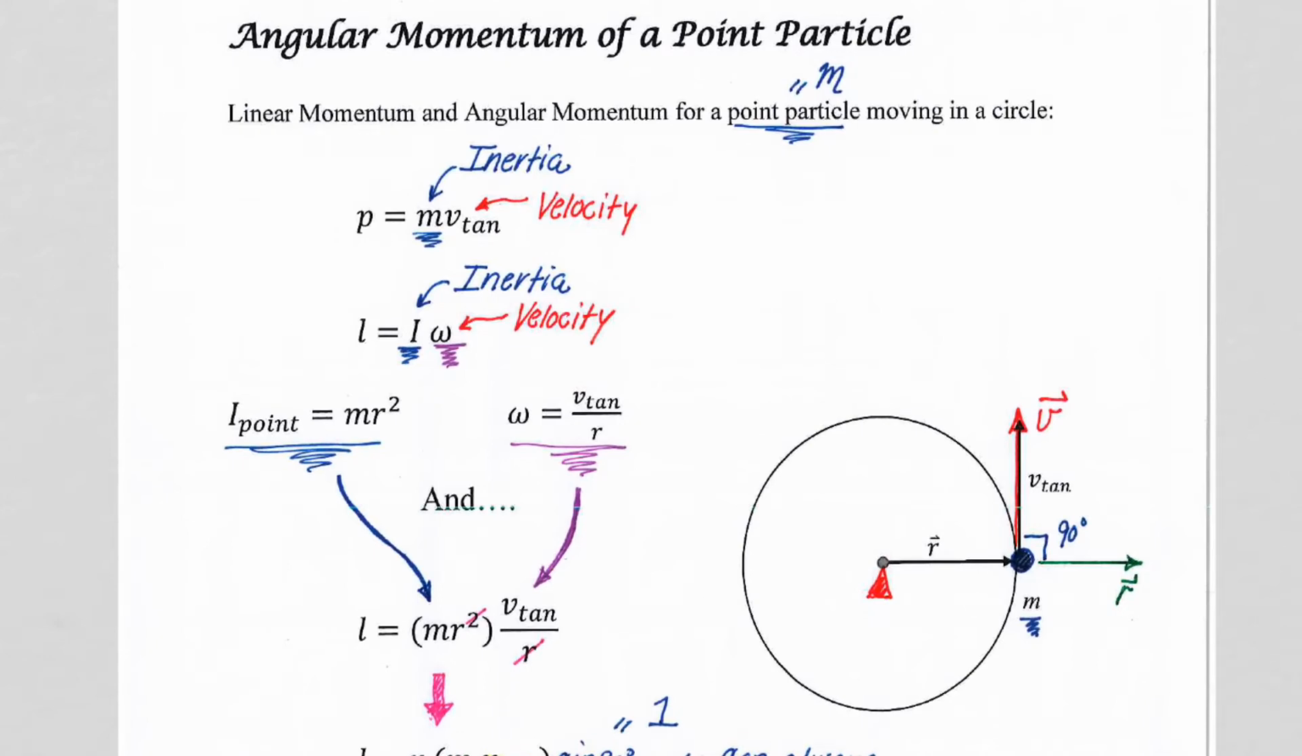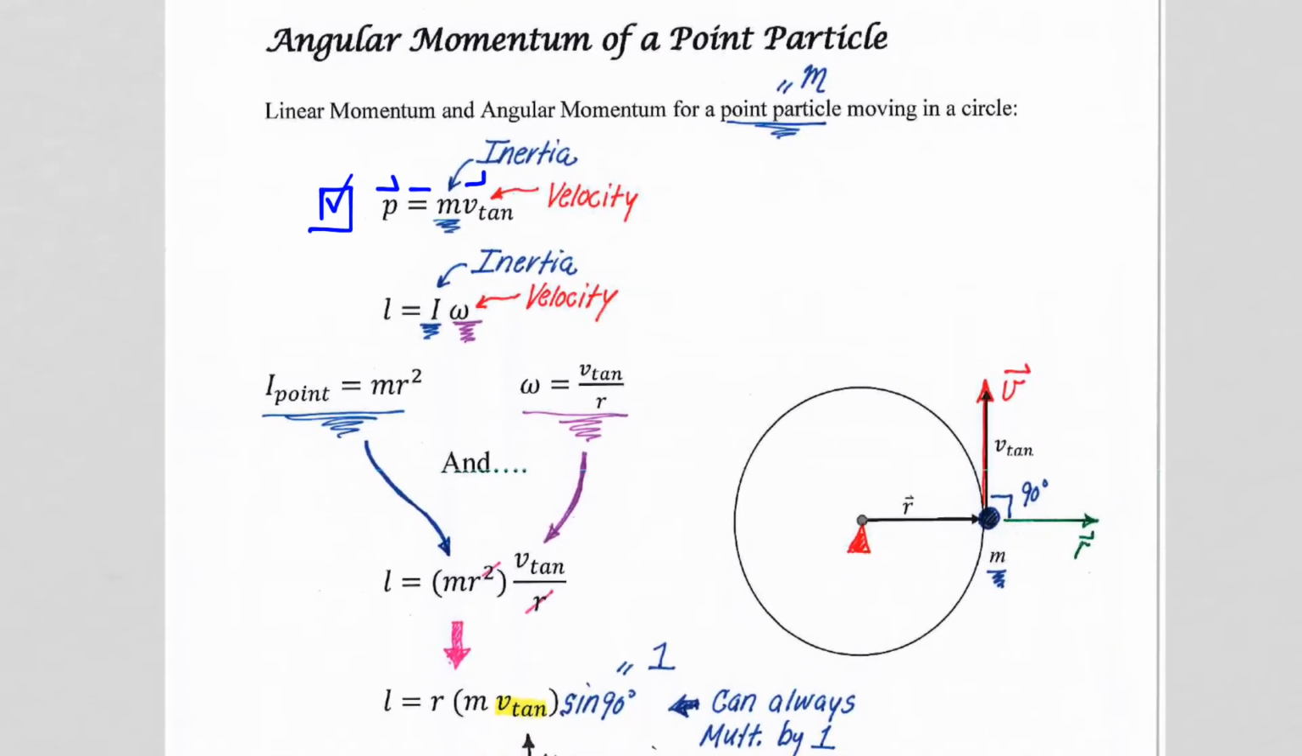So we know that P, linear momentum, by definition equals mass times velocity. So that we already know. And the system we're looking at for right now is a point particle moving in a circle. And for us right now, we're going to say it's moving at constant speed v, just traveling in a circle.